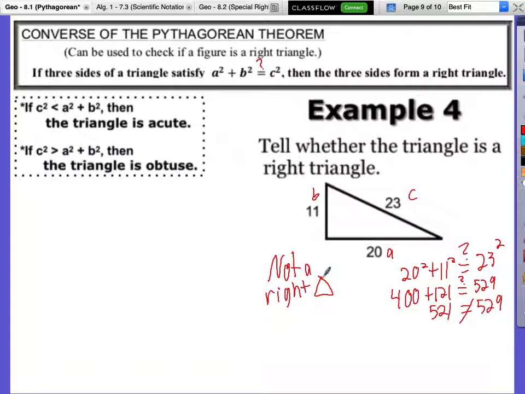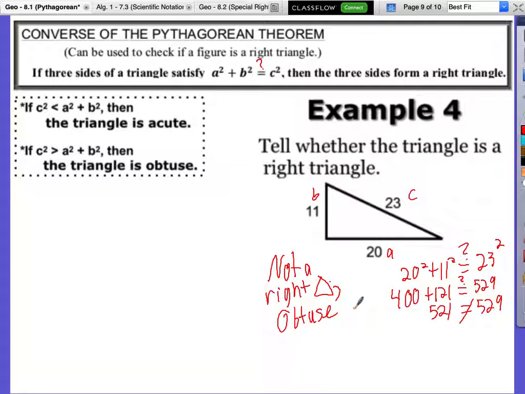So I would want you to write, yes, it's obtuse. We'll be practicing doing that. Yes, it's obtuse, because c squared is bigger. And I want us to think of it as it opens up. It has to open up to a bigger angle than it was in order for this side to be bigger than it would be for a right angle.